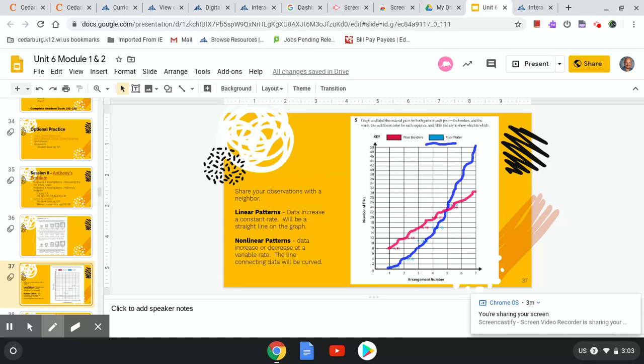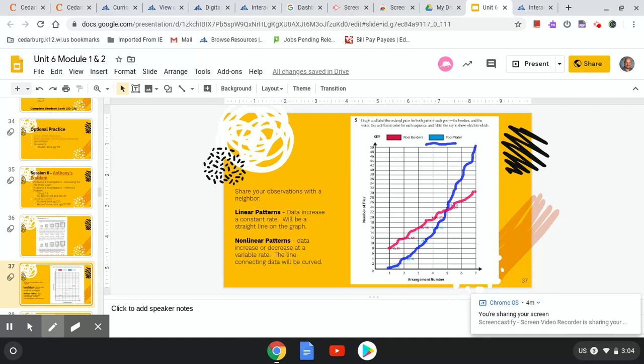In nonlinear patterns, data is going to increase and decrease at variable rates, meaning when we jump from one arrangement to the next arrangement, it's not the same as when we move to the next arrangement and then the next. So we have graphs that go up and down. They are curved in shape. So which graph here shows linear patterns and which one shows nonlinear patterns?